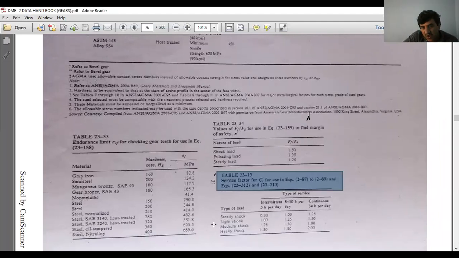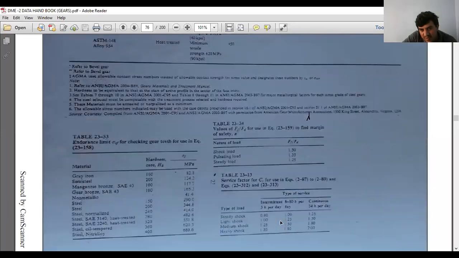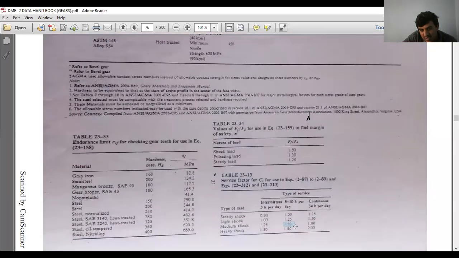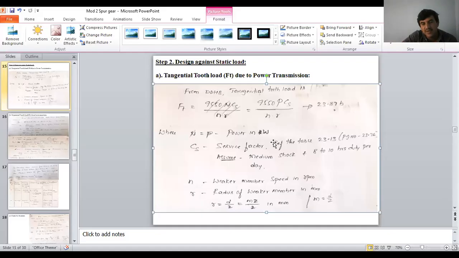How do you take the service factor? If the values are given, static, light, medium, or heavy shock, and how many hours it operates, then you choose that value. If that data is not given, then you assume medium shock and 8 to 10 hours duty per day. That is the value we get here. I hope you know CS is 1.50. Yes, understood. This is the way you calculate the CS value.